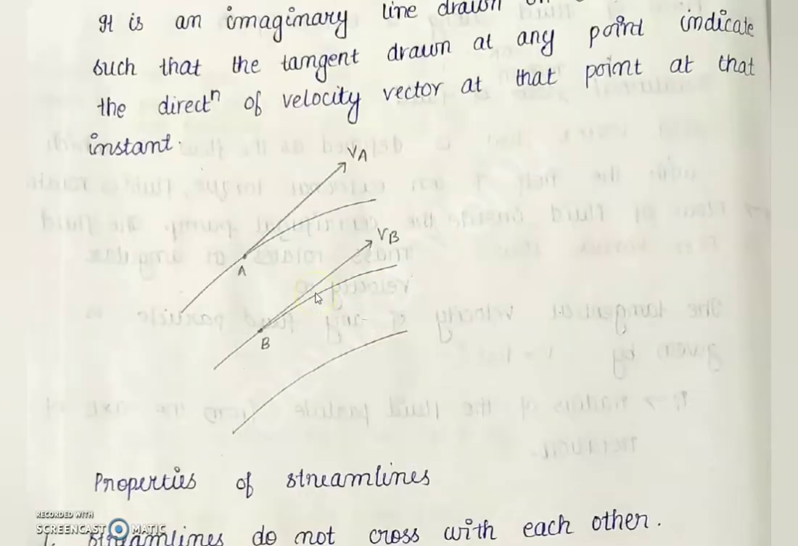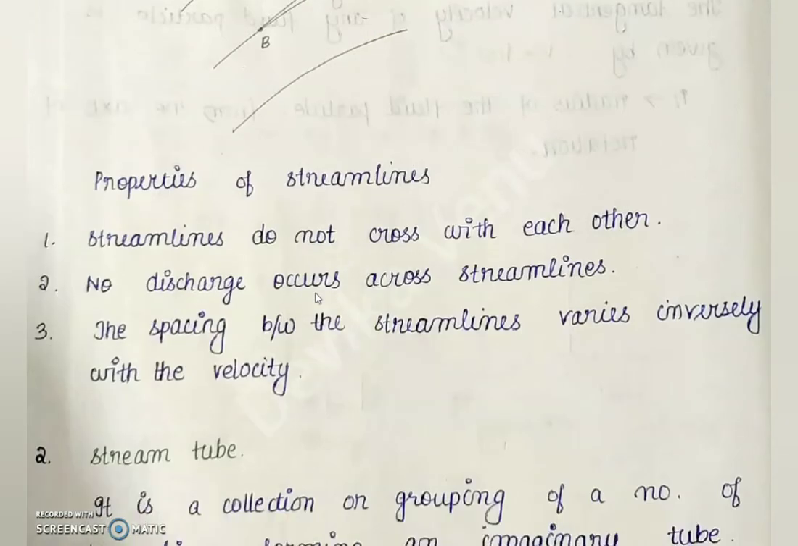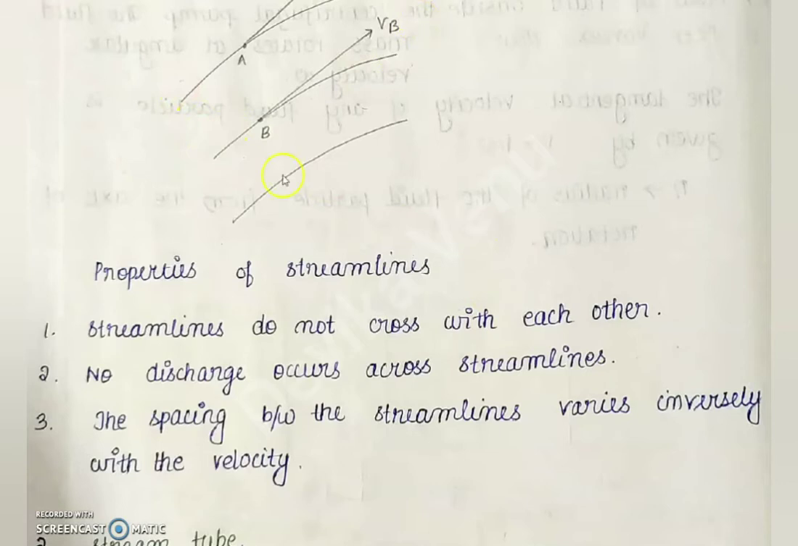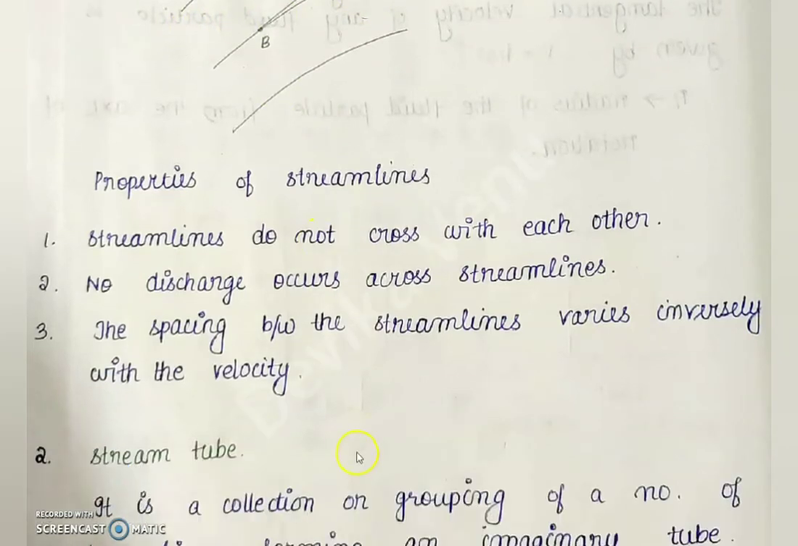And there are certain properties for streamlines. First one is streamlines do not cross with each other. See, this is parallel. They will be parallel to each other, and no discharge occurs across the streamlines. The discharge occurs along the streamline, not across the streamline. Third one is the spacing between the streamlines varies inversely with the velocity. So these are the three properties of the streamlines.